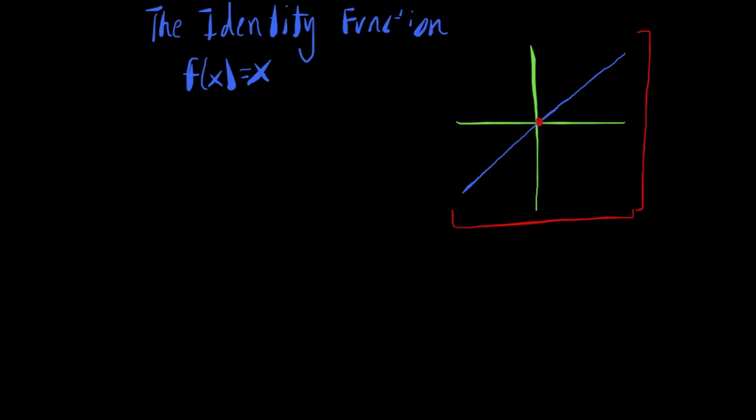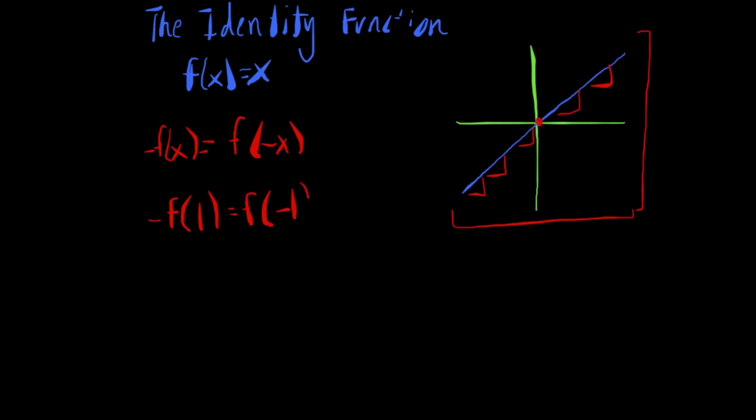It is increasing on the interval from negative infinity to infinity. It is never decreasing and has no relative maximum. It is continuous and it is also odd. This is because negative f of x is equal to f of negative x. To put in an example, let's look at the point 1, 1. Negative f of 1 should be equal to f of negative 1. And plugging this into our original equation, you can see that negative 1 is equal to negative 1, proving it is odd.